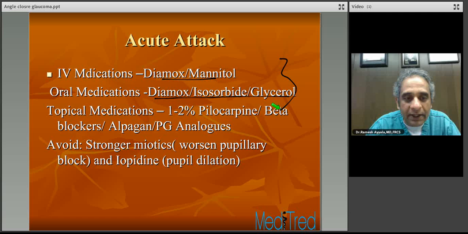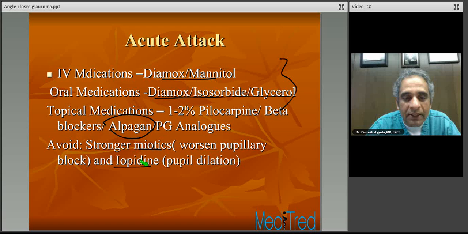Topical medications are used after the initial treatment with IV medications or oral medications. Once the pressure starts dropping, then you can use the topical medications, 1 to 2% pilocarpine, beta blockers, alpha-agonists, or prostaglandin analogs. We'll talk a little bit about this a little later. Avoid strong myotics. Two things that you want to avoid: strong myotics and iopidine.